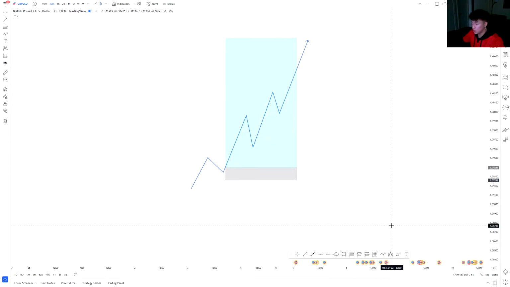If I were to want to trail my stops, I'm going to want to move my stops on a new higher low structural level on any bullish market. If it was a bearish market, I'd want to move my stop loss above any structural level of a new lower high level, right?